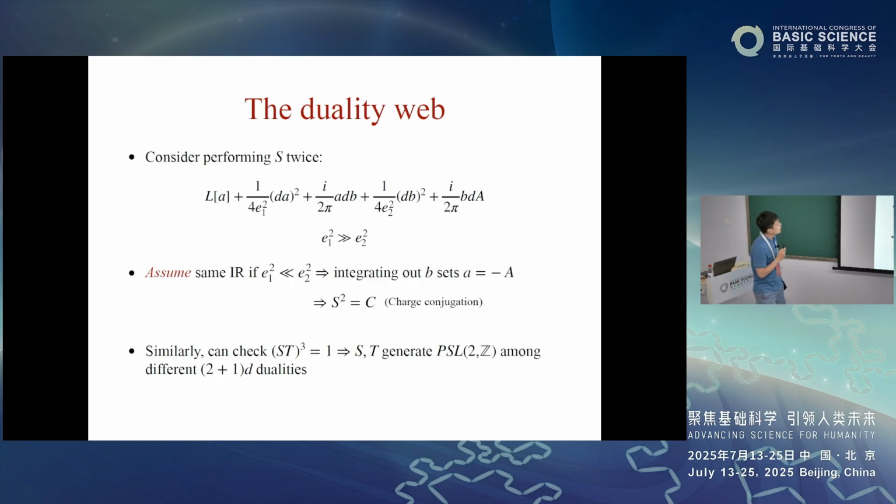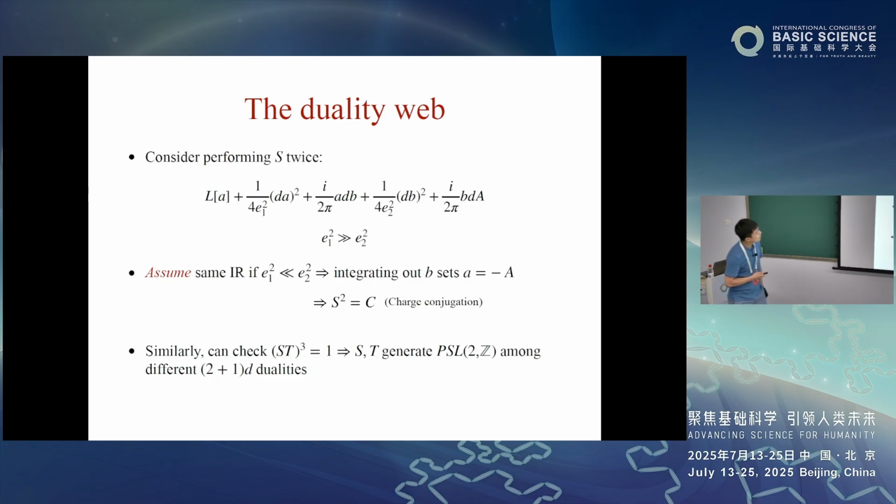However, if I assume that this order doesn't matter, so if I assume that I can deform this theory to the point where it's in the opposite limit, I have E1 square much smaller than E2 square. Then I can do some simplification.